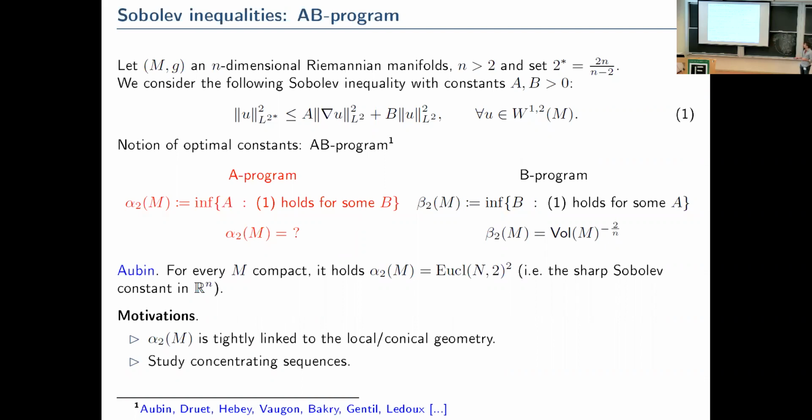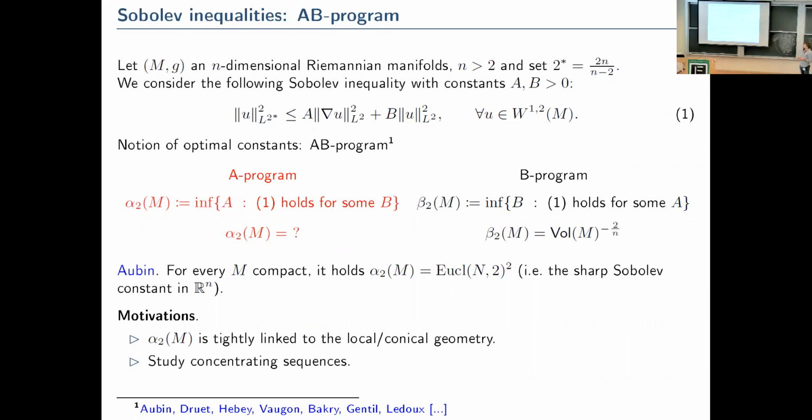It's non-exhaustive, but let me start with the B part of the program. You minimize over all possible B for which this inequality holds, and this constant I call beta, and it's rather easy to see that it is the volume with this exponent here. Going to the A part, this constant alpha is the infimum of the possible constants A for which the inequality with constants A and B holds for some B. And notice this is not a minimum, just an infimum.